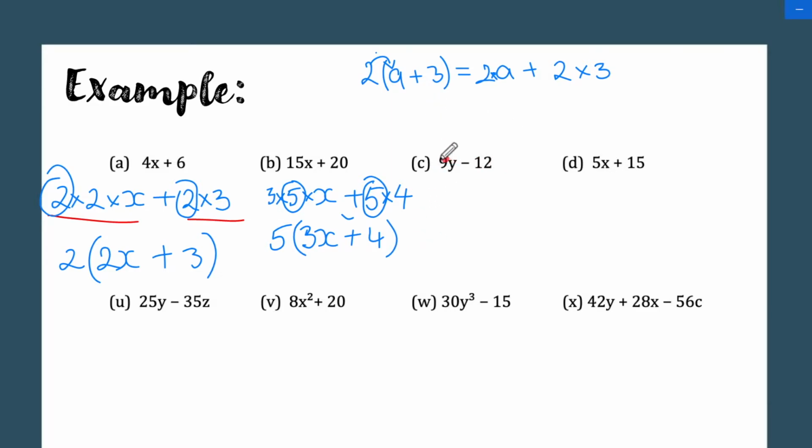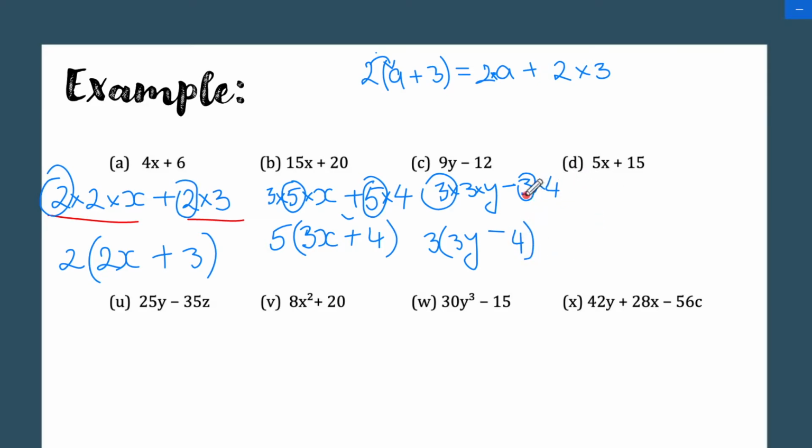Okay, let's see here. 9y, I can write it as 3 times 3 times y, minus, and 12, I can write it as 3 times 4. And obviously I see there's a 3 repeating, so I'm going to put the 3 in front of the bracket, and I have a 3y here, minus, and a 4 here.